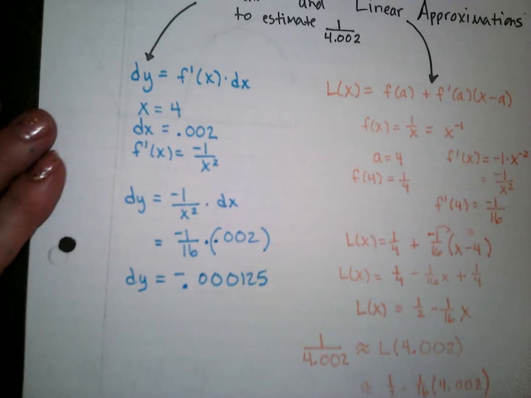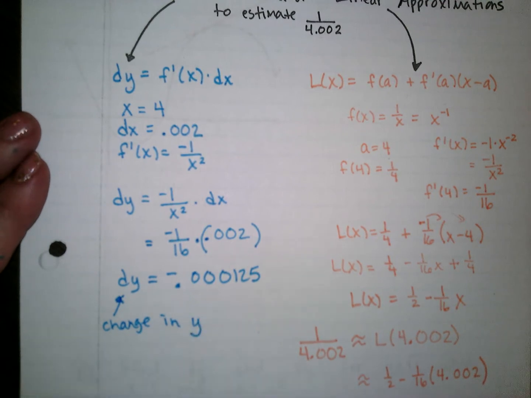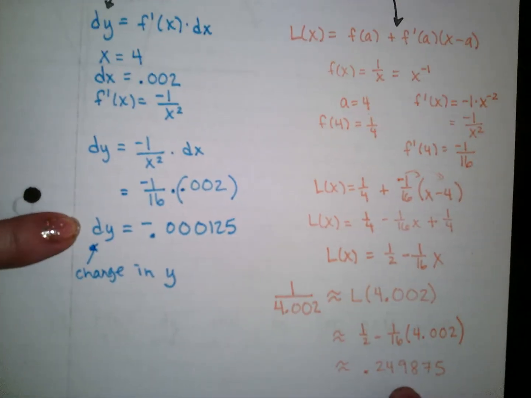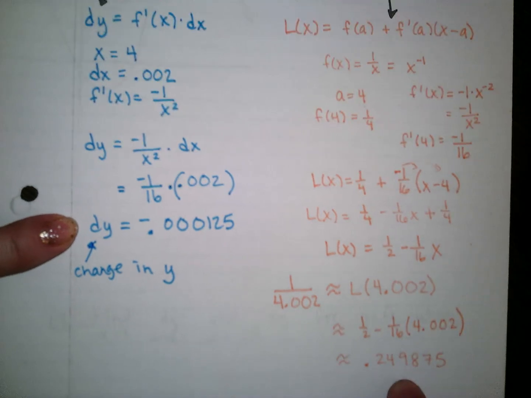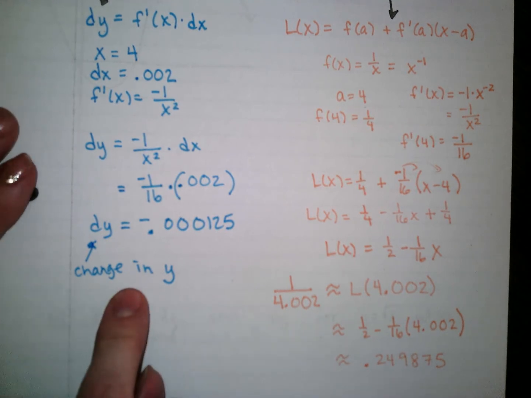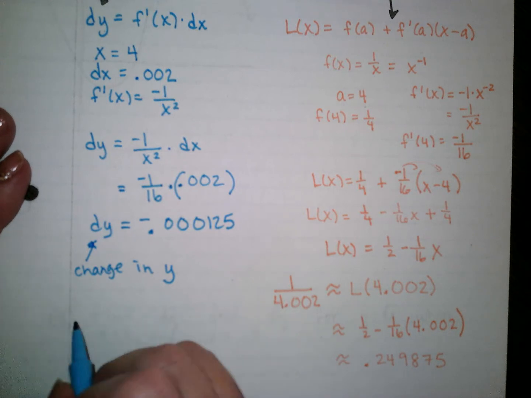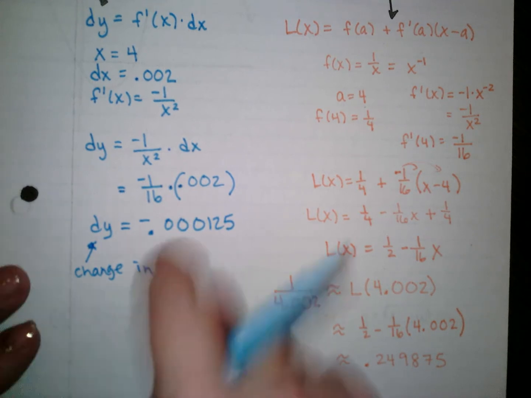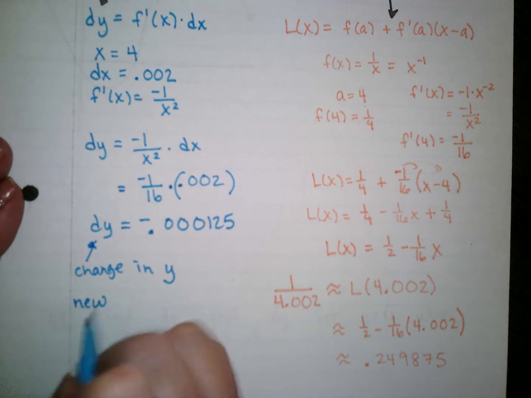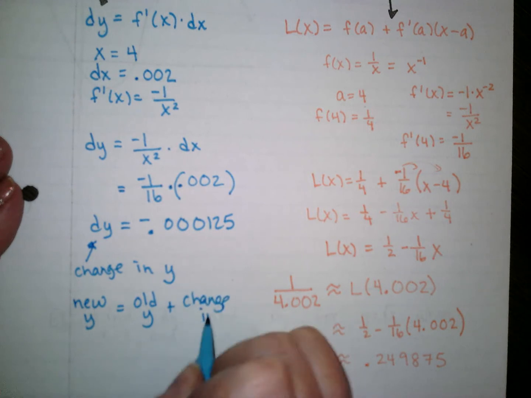So what does this dy represent? Dy is the change in y. So you notice that this answer is nothing like the answer that we got from our approximation on this side. Well, that's because this is approximating the ending y value. This is approximating the change in y. So since dy is negative 0.000125, our new y value will be our original y value plus the change in y. So the new y is going to equal the old y plus the change in y.